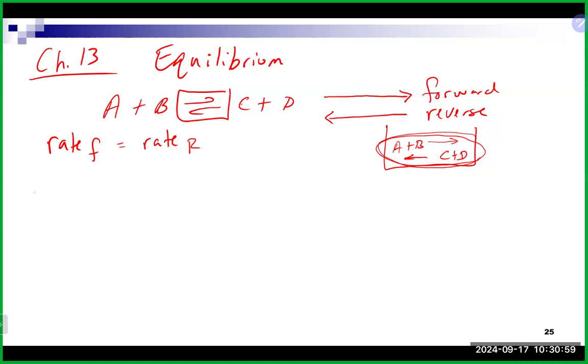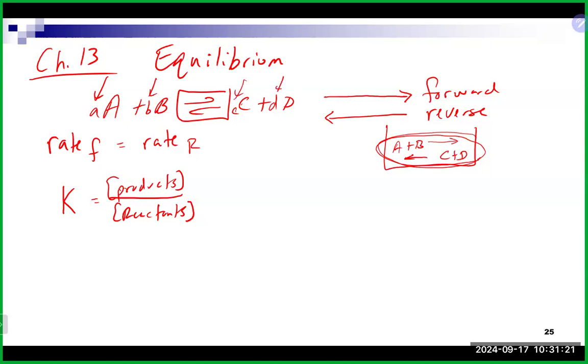Now, there is a relationship for an equilibrium, and we could use, say, this equation here. We basically take the concentration of our products divided by the concentration of our reactants. And in the case of equilibrium, we do take the coefficients into account. So K would equal the concentration of our products, each to the power of its coefficient.